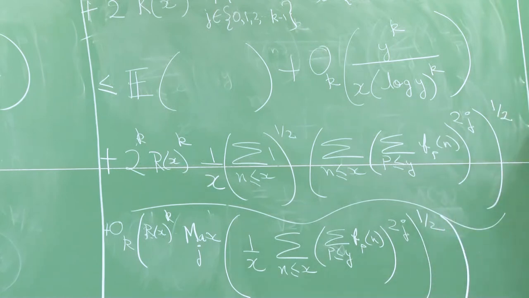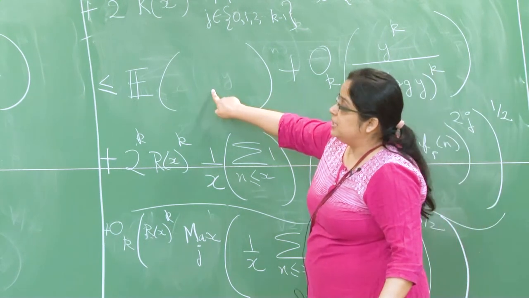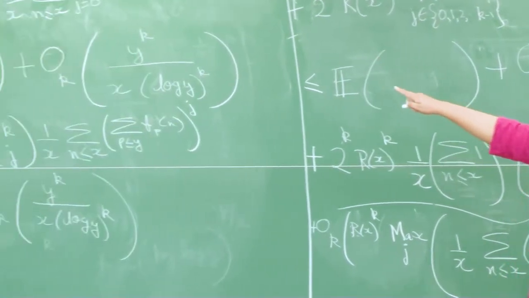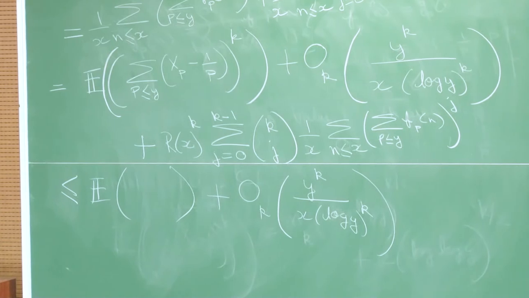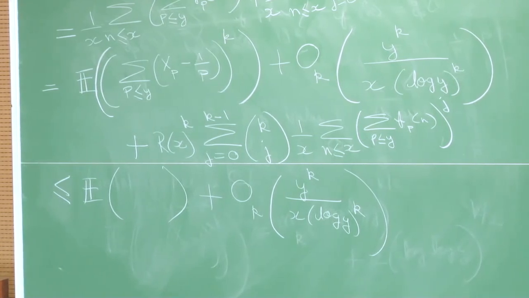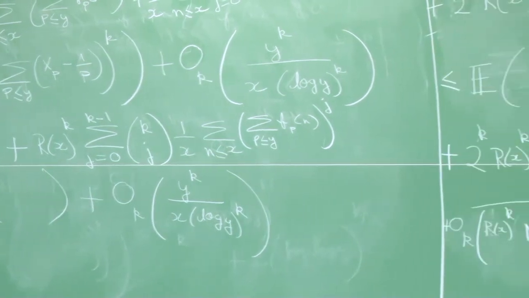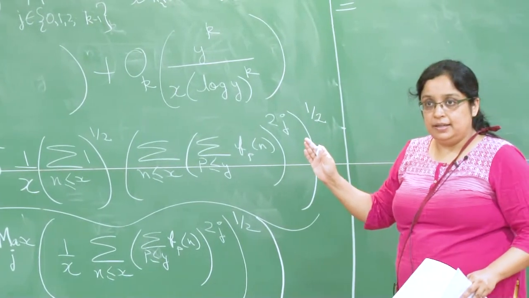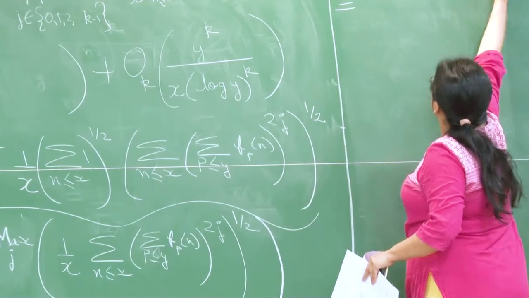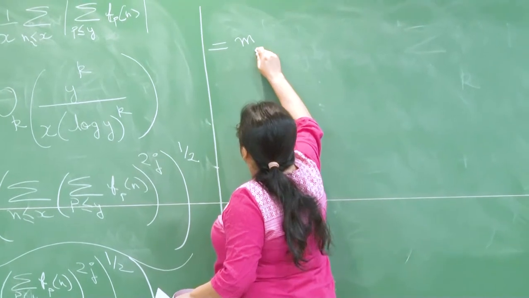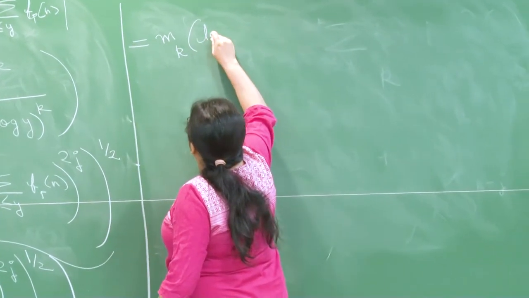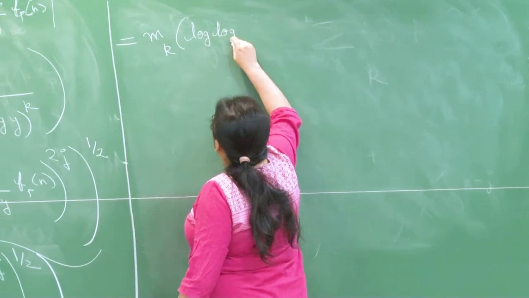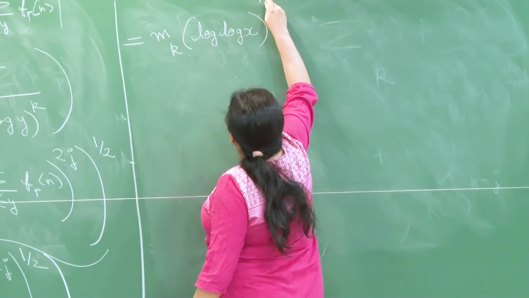Right? So what are you left with? Now we apply the central limit theorem to this particular term here, which is your kth power of sums of X_p minus 1 over p. And the central limit theorem is actually telling you that this is equal to a main term plus an error term, right? So what was the main term there? The main term was m sub k times log log x raised to the k over 2.